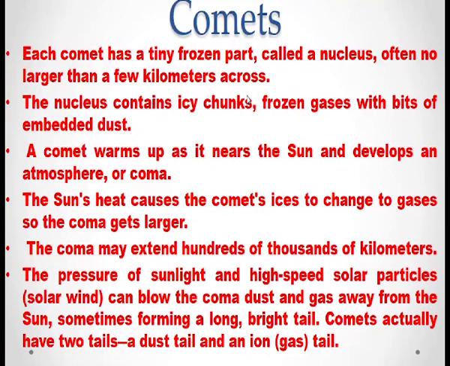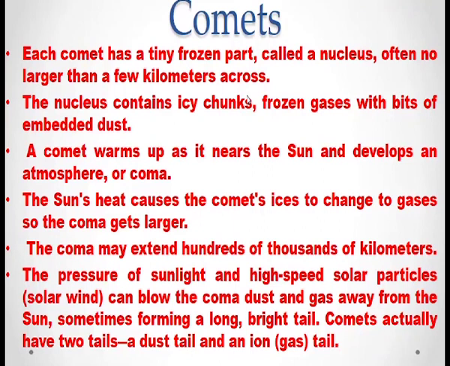A comet warms up as it nears the sun and develops an atmosphere, or coma. This coma is called the tail of the comet. The sun's heat causes the comet's ices to change to gases, so the tail or coma gets larger. What is the reason for the formation of the tail or coma in a comet? The sun's heat causes the comet's ices to change to gases. This tail or coma may extend hundreds of thousands of kilometers.